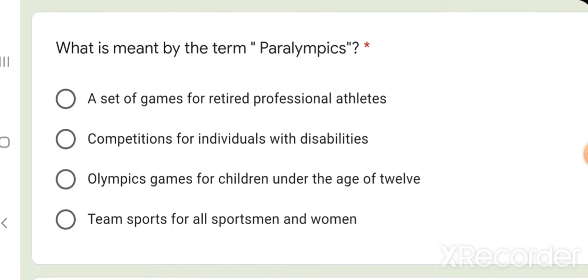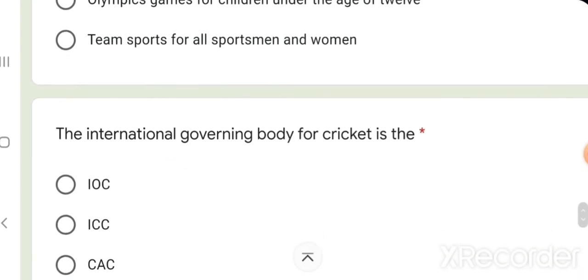What is meant by the term Paralympics? Is it a set of games for retired professional athletes? Is it competition for individuals with disabilities? Or Olympic Games for children under the age of 12? Or team sports for all sportsmen and women? Paralympics, okay? So the competition for individuals with disabilities.